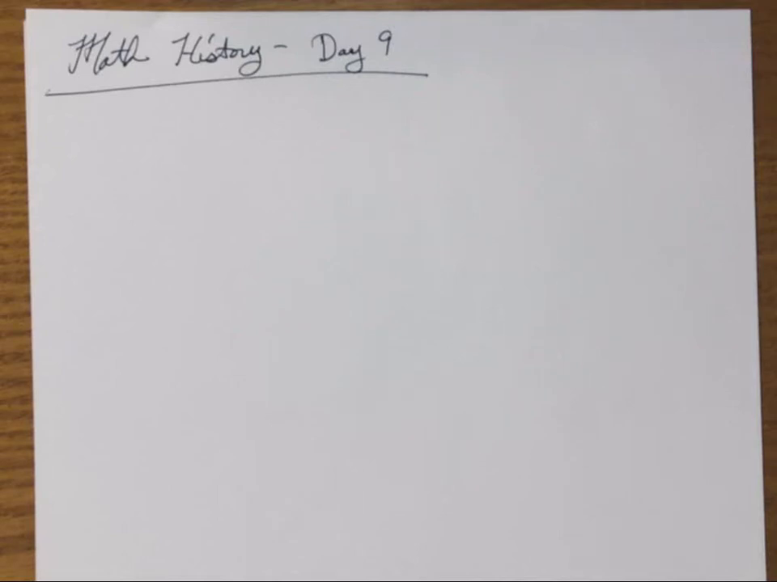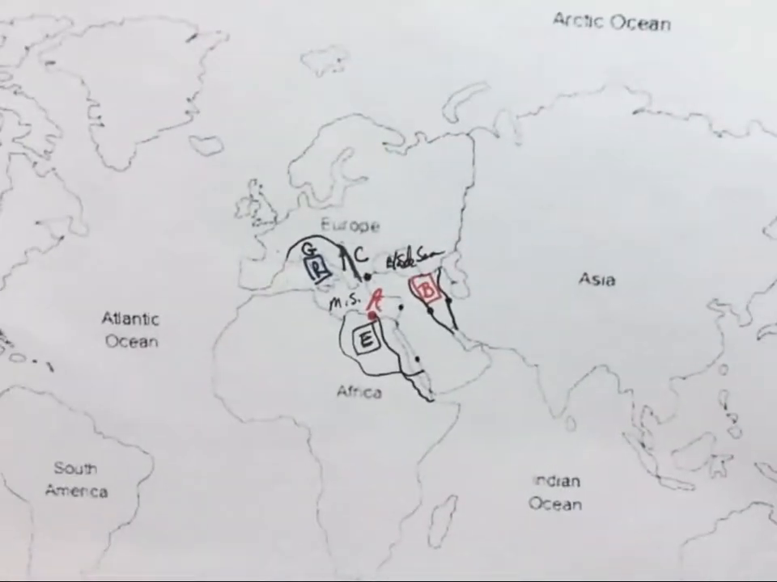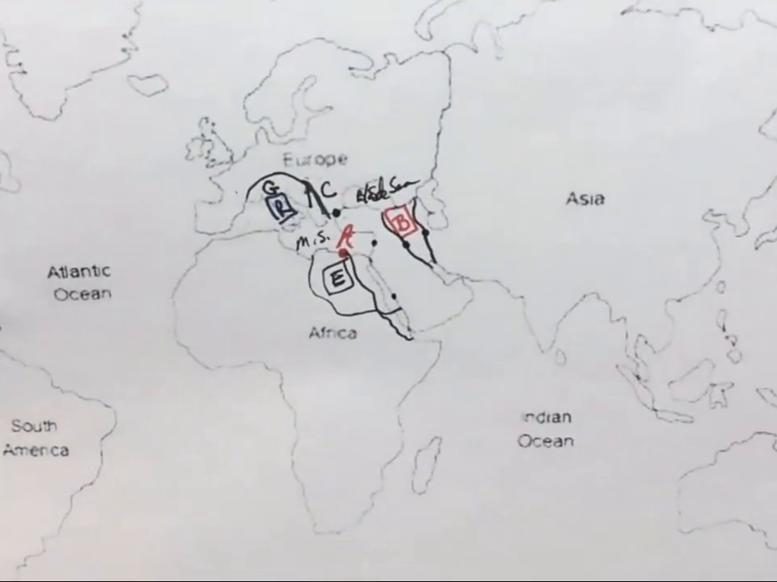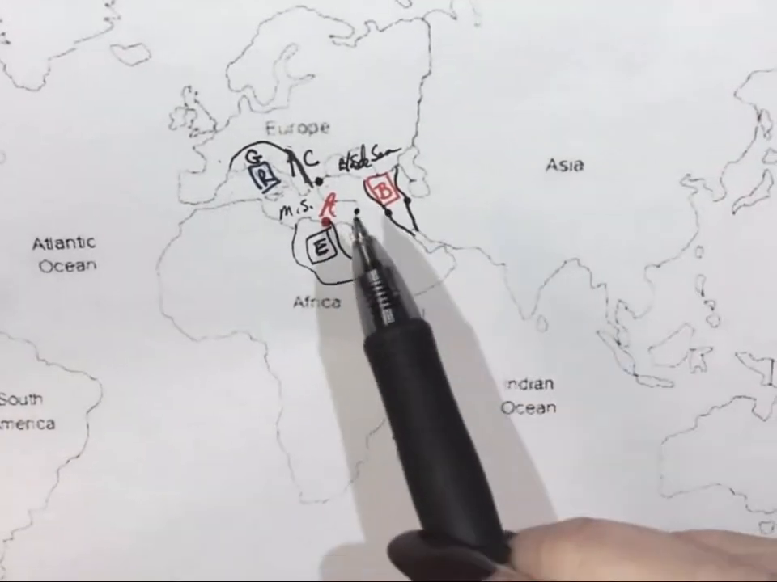Okay, so welcome to day 9 of math history. We're going to talk about the Arabs today, but before we move into that, I want to make sure we have one more thing on our map. Last time I didn't have my map with me, so here we go. This is where we've been so far.